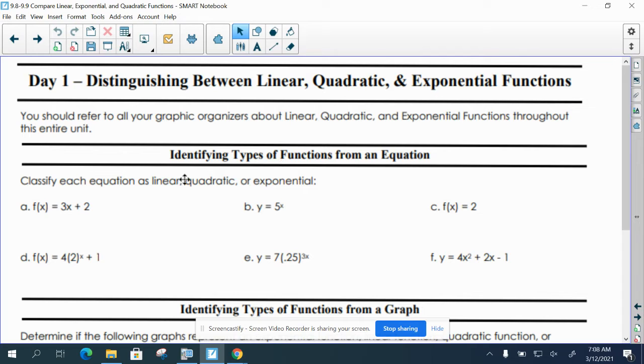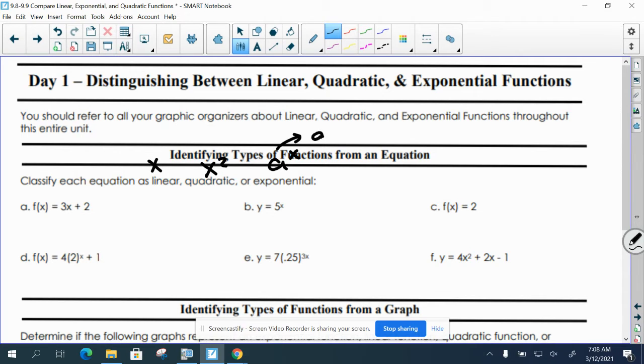So here we want to classify each as linear, quadratic, or exponential. If it's just x to the first power, that would be linear. Linear is just x. Quadratic has an x squared in it. And exponential is a number to the x power, or actually we would say a times b to the x.